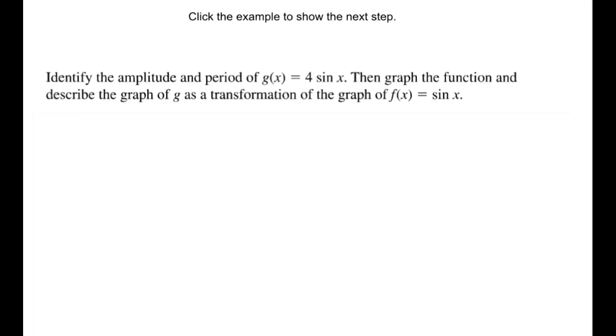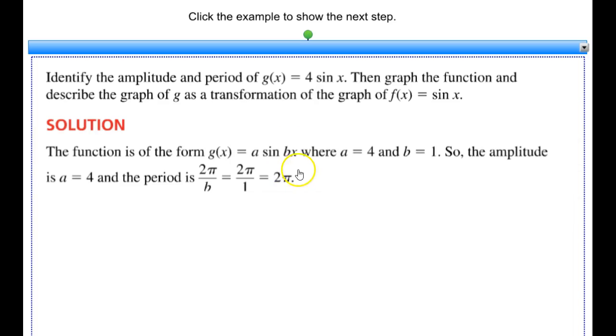So now let's look at some examples. So first we have to identify the amplitude and period of g of x equals 4 sine x. Then graph it and compare my graphs. Okay, so the first thing I want to do is I want to find the amplitude and the period.